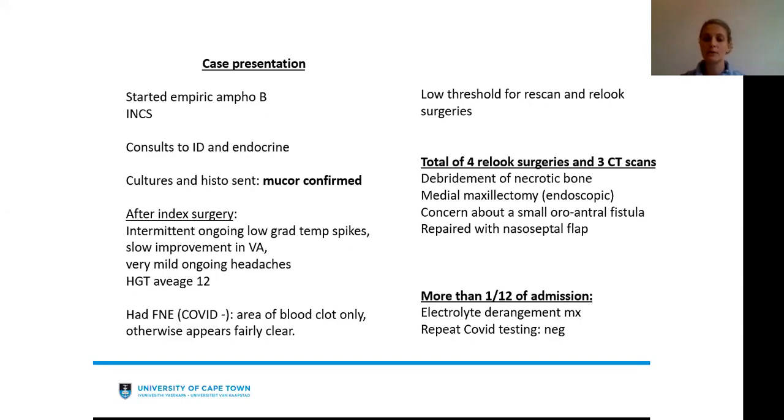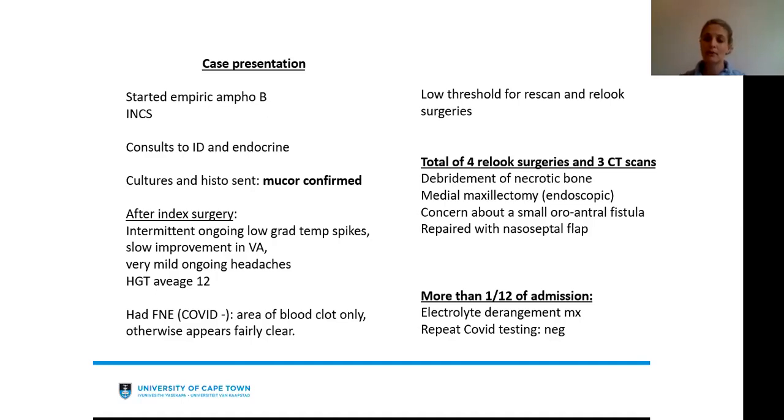While this gentleman was on the ward, he had a total of 4 relook surgeries and 3 CT scans. At the relook surgeries, there was quite a bit of debridement of necrotic bone through endoscopic approaches, and this gentleman essentially had a needle maxillectomy. At one point, at our third relook, we were even concerned about a possible small oroantral fistula, which we repaired intraoperatively with a nasoseptal flap.